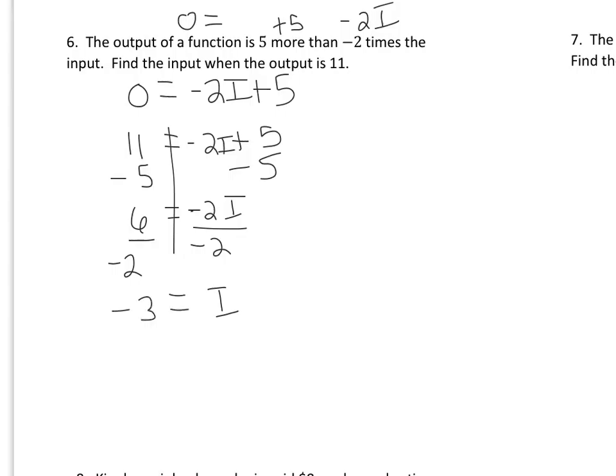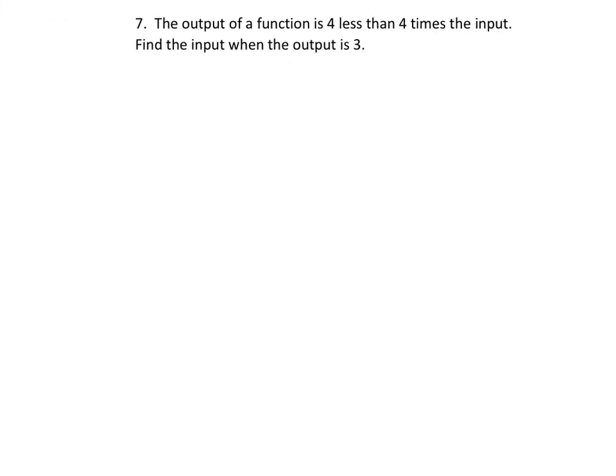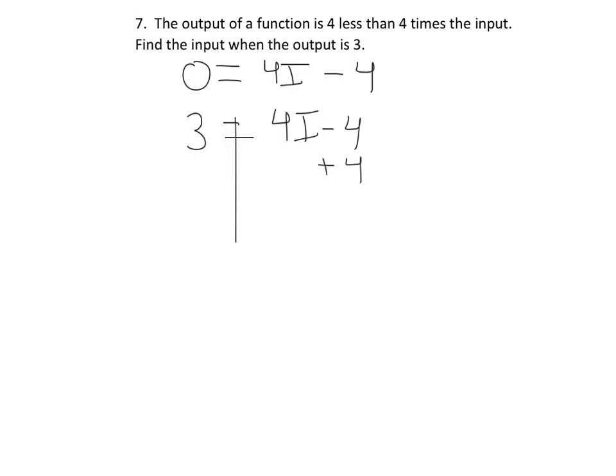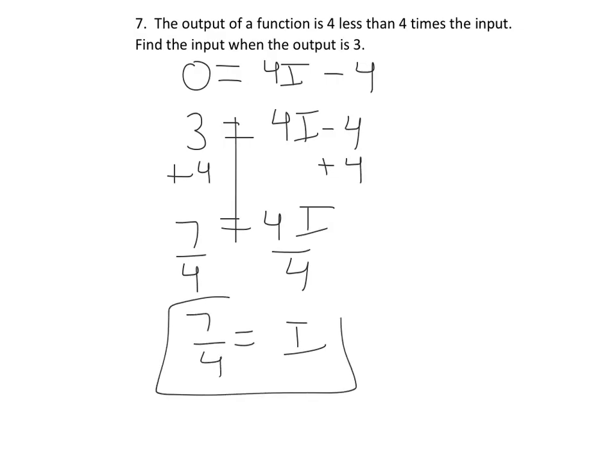Okay, so let's take a look at another one. It says the output of a function is 4 less than 4 times the input. So output is 4 less than 4 times the input. The output is 3. Find the input. Add the 4. Divide by 4. So the input is 7/4.